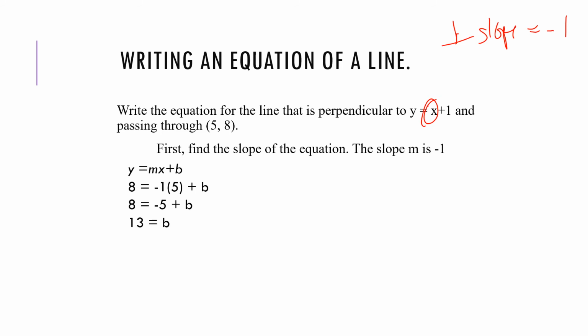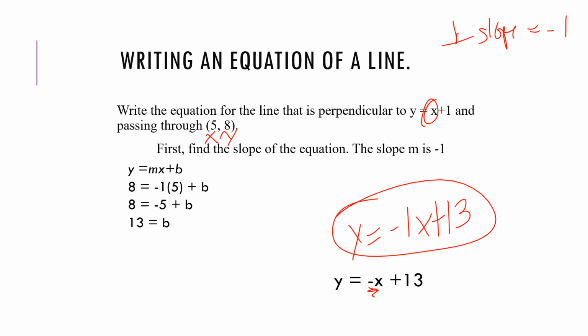So we have 8, that's our y, 5 is our x, negative 1 is our m. And we end up getting 13 as my y-intercept. Once I get that, I plug it back into y equals mx plus b. So y, and we have a negative 1. So you could also write it like this if you want. Personally, I prefer this way because it's more mathematically correct. But if you leave it like this, I'm not going to mark it wrong, obviously.